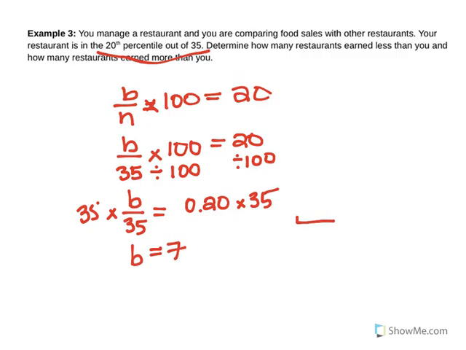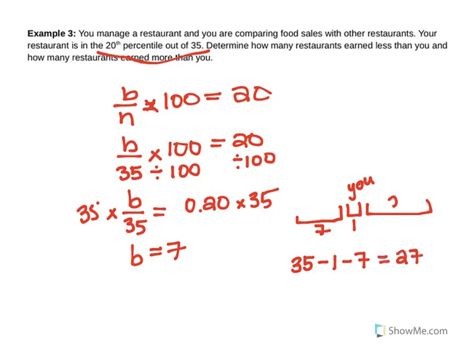If we think about our list, we've got 7 people below you, and then there's you, and then we have to figure out how many people are left. So we'll take 35, subtract yourself, and subtract the 7 people below you, which means there are 27 people who are better than you. Better luck next time. That's percentiles.